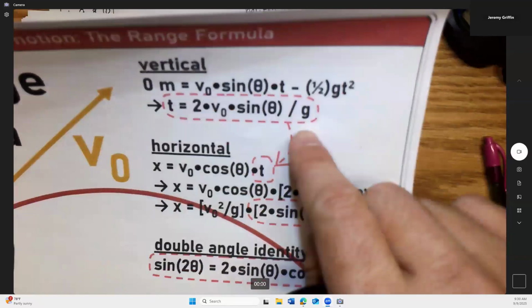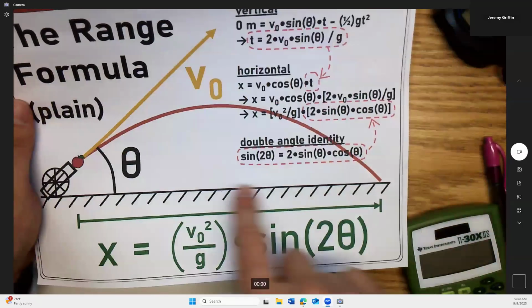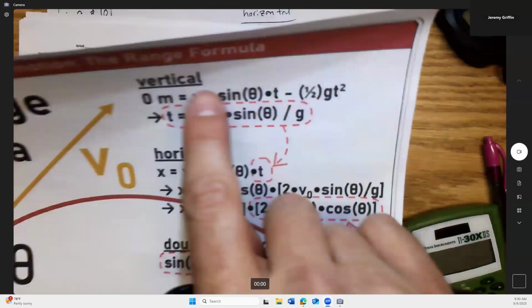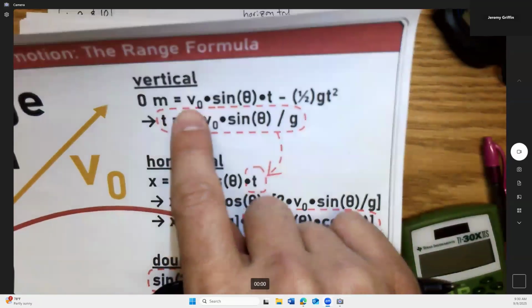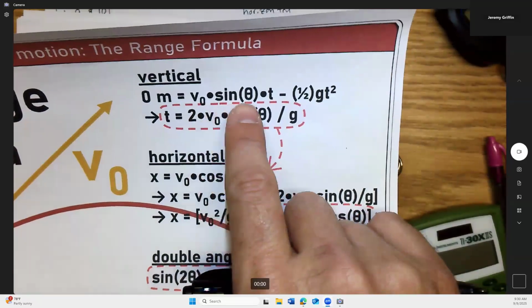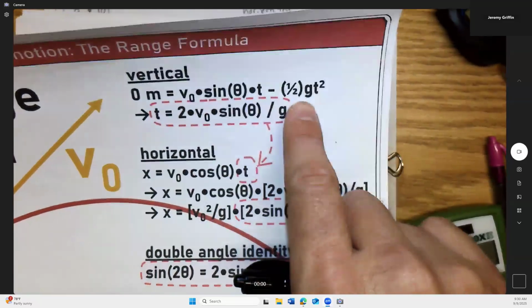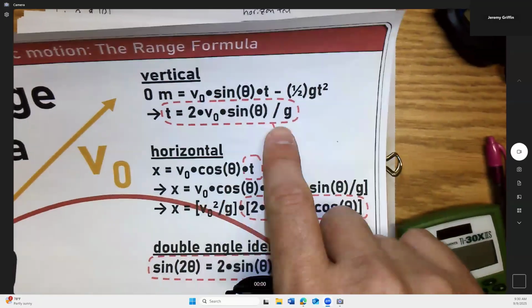So vertically, if you go from the ground back to the ground, what's your vertical displacement? 0. So in place of y, I put 0 meters equals v naught y, which is v naught sine theta, the velocity times sine theta, t minus 1/2 g t squared. Is that true? So here's the hang time. You just solve for it by rearrangement.